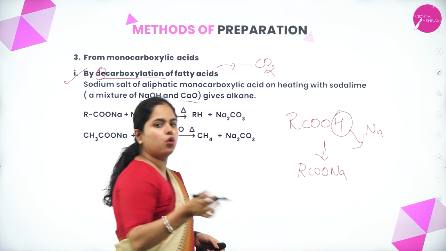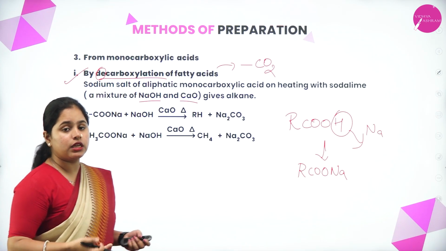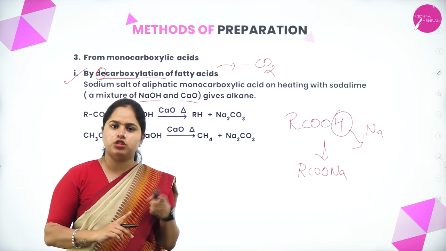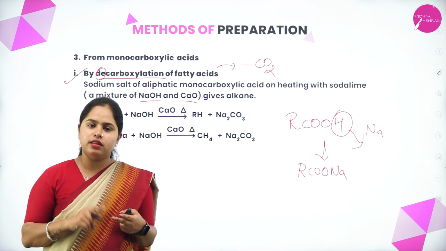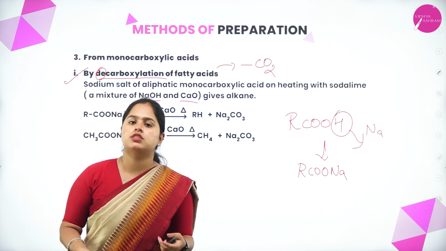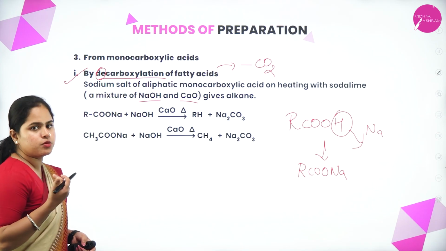So this is called the sodium salt of carboxylic acid. Now we are going to treat it, or heat it, with soda lime. So that is also important. Which is the reagent which is used in the decarboxylation reaction? Another one: what is soda lime? It is a mixture of sodium hydroxide and calcium oxide, and we have to heat it. Okay, so we will get the corresponding alkane.